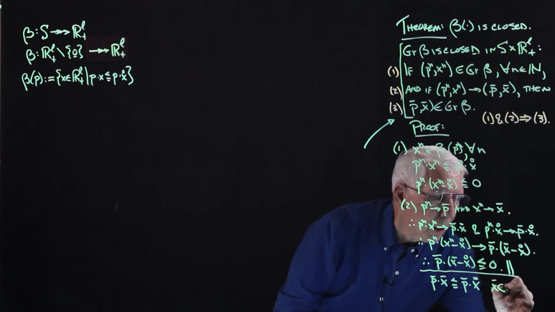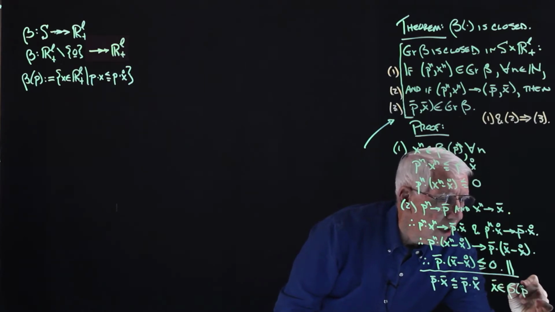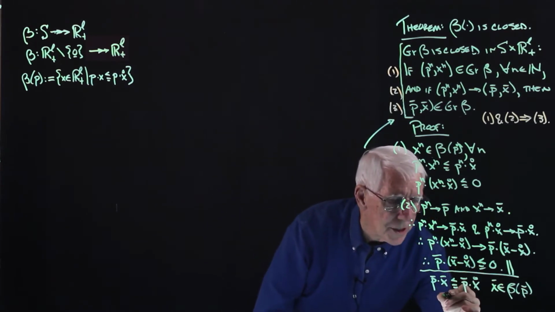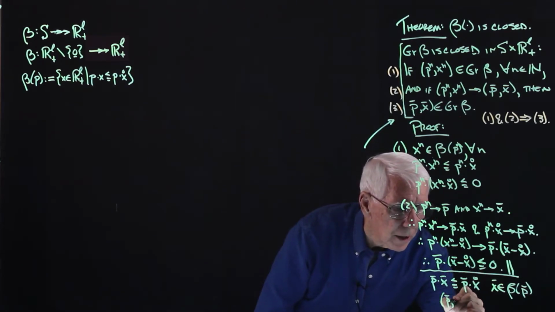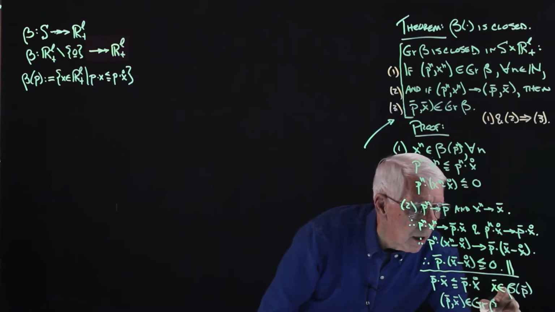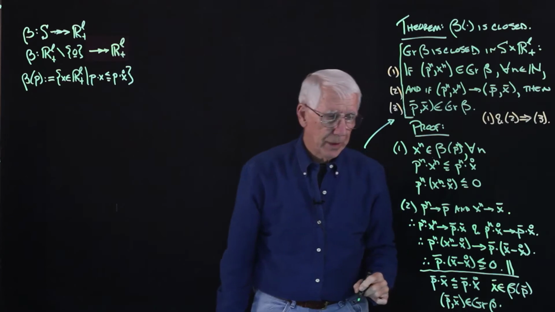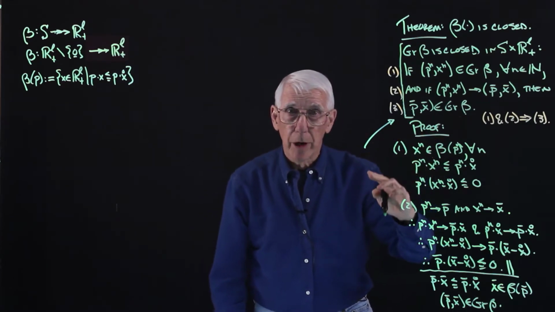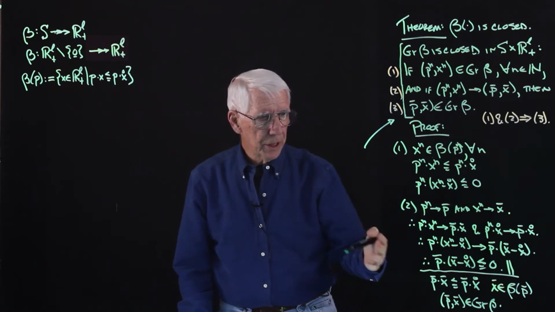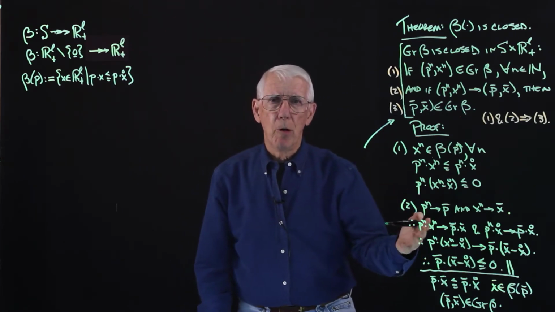So X bar is in beta of P bar, that is, X bar is in the budget set for P bar, and that is the same as saying that (P bar, X bar) is an element of the graph of beta. And that is what we wanted to prove. So we really have completed the proof. Indeed, it was a simple proof, just taking a few moments.